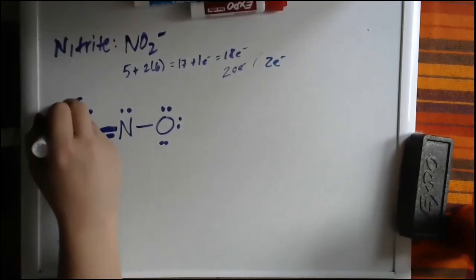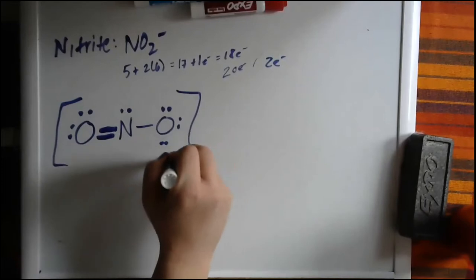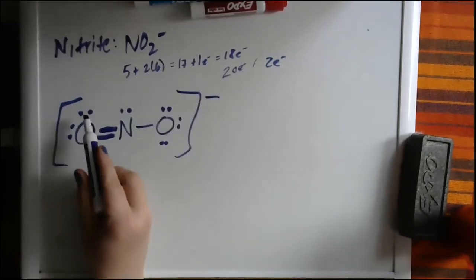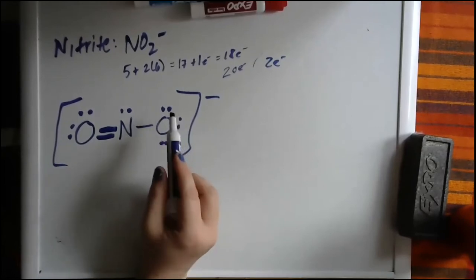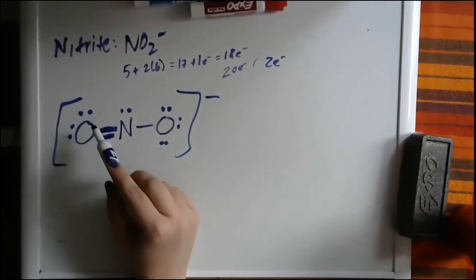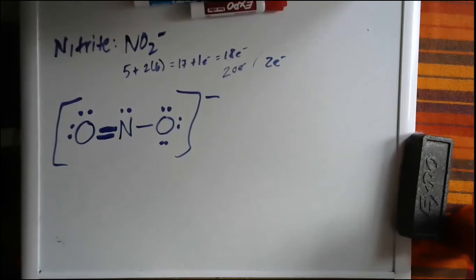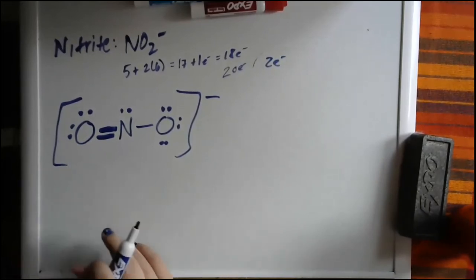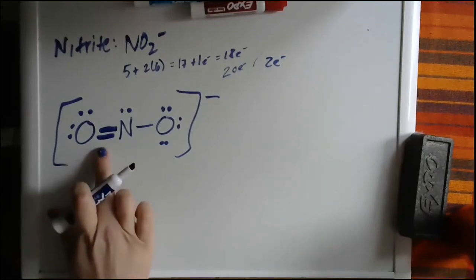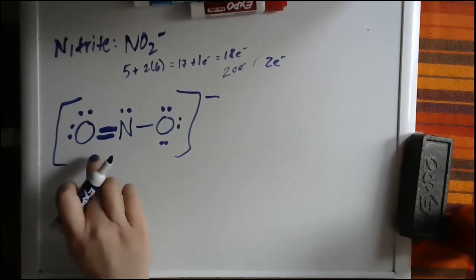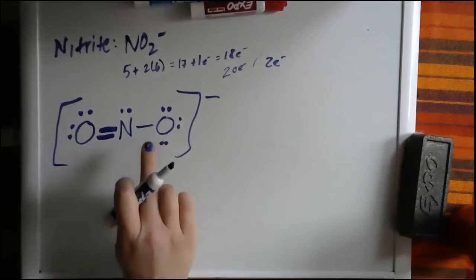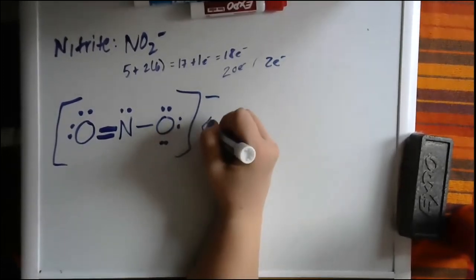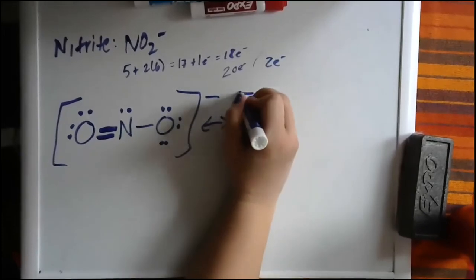Okay, and then just double check everything. 2, 4, 6, 8, 2, 4, 6, 8, 2, 4, 6, 8, 10. Okay, that looks good. Everything has 8. I meet my octet rule everywhere. But the same thing, there's no reason why the double bond has to be here. It could easily be between nitrogen and this oxygen. So I need to indicate that with a resonance structure.